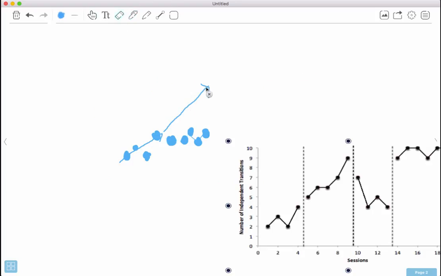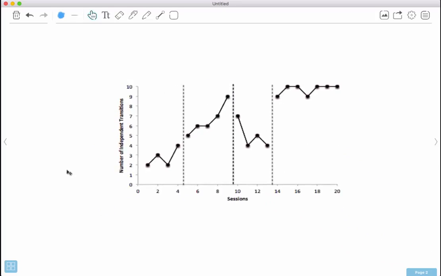I'm going to erase these scribbles real quick and take us back to the original graph. In this instance, we should not have entered intervention and should have waited for the data to stabilize or for the student to demonstrate that he or she did not need an intervention in order to achieve appropriate levels of the behavior. We cannot demonstrate a functional relation based on the data that you see here.